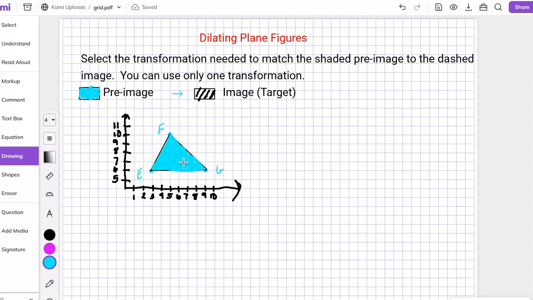Okay, so that's my pre-image. Then I need to do my image. Again, please pause the video, walk around and make sure students are drawing this, give them time to get caught up, and then hit play again.